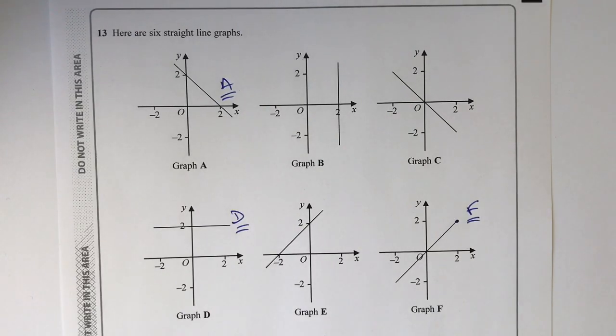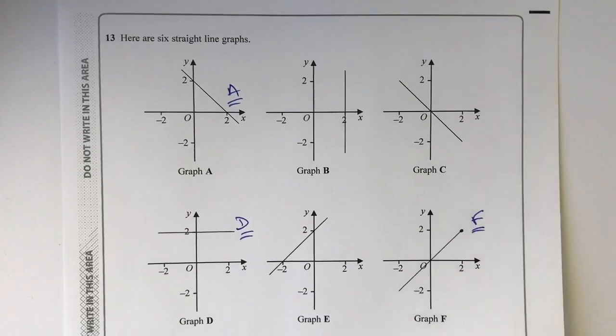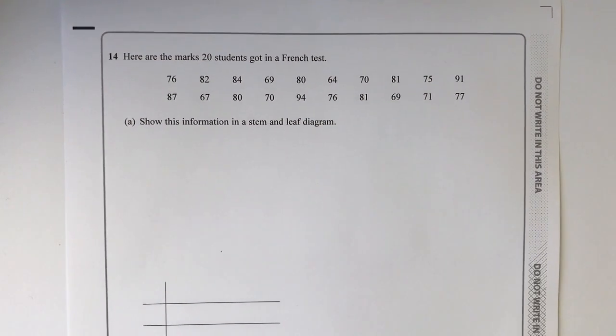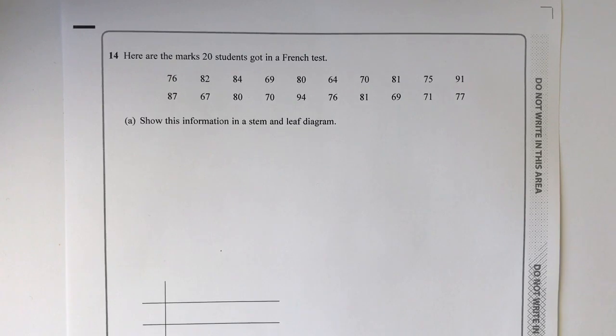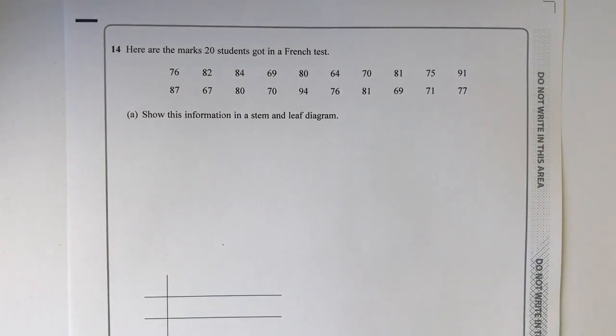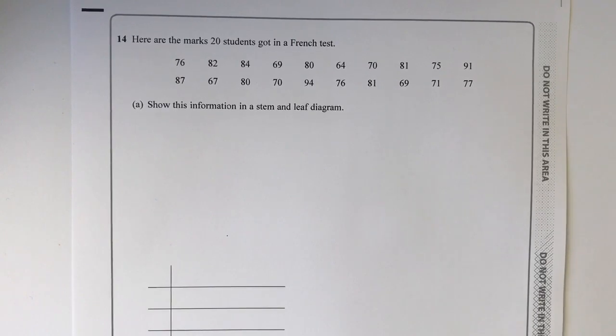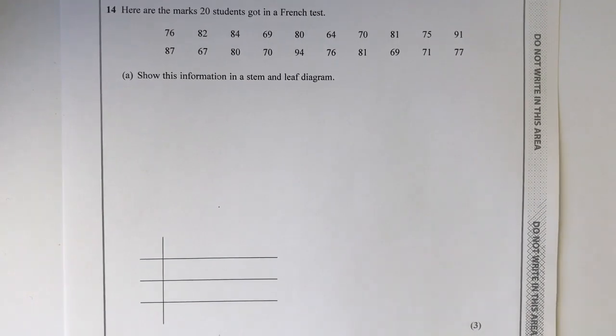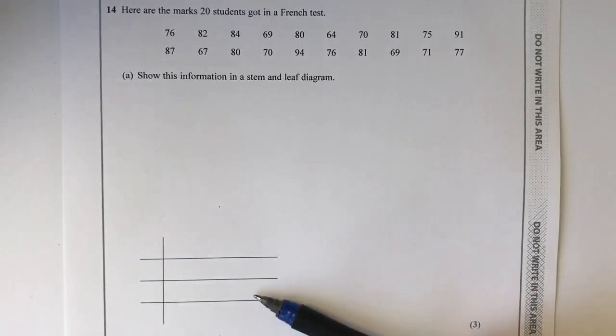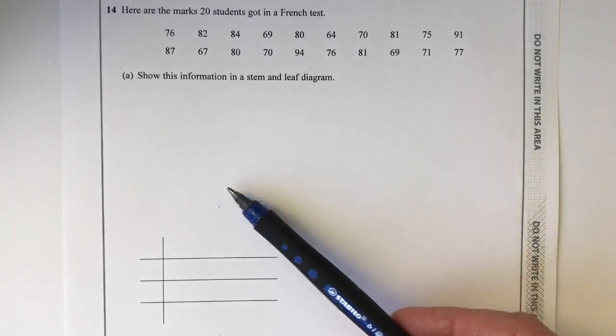Let's move on then to question number 14, which deals with stem and leaf diagrams. What we're being given is a series of data and asked to show this information in a stem and leaf diagram. The interesting thing here is there's quite a big gap between the actual diagram at the bottom, which I think is the thing that they want us to fill out, and then a big space in here.